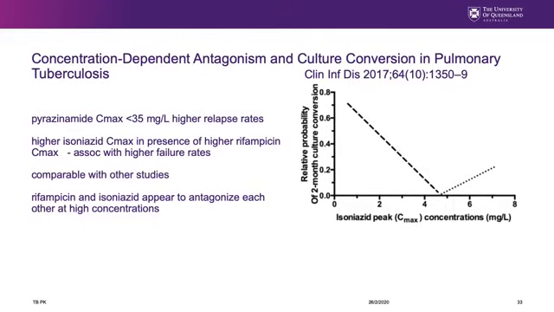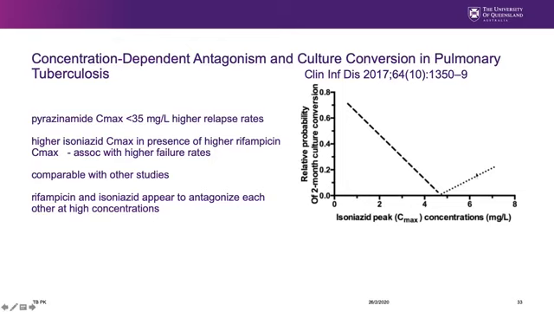So why not just increase, this is where it gets even more complicated and depressing. Why not just give everyone a high dose of isoniazid, a high dose of rifampicin? What they found in mouse models was that when you had high levels of isoniazid and high levels of rifampicin, they actually did worse. They actually had worse treatment outcomes, which sounds a bit confusing.